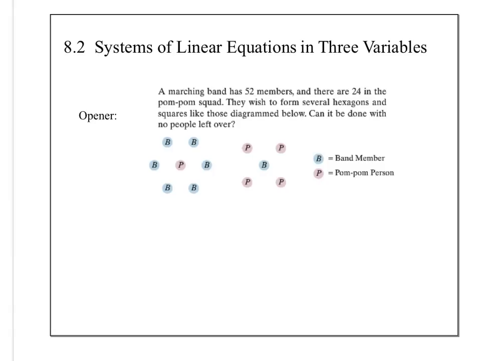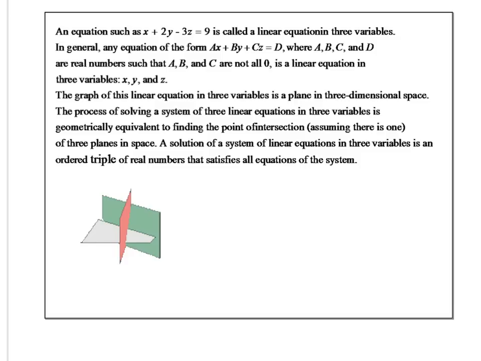Okay, this is 8.2, systems of linear equations in three variables. Okay, so an equation such as this, we have an x, y, and z. It's called a linear equation with three variables. You can take a moment and read this.